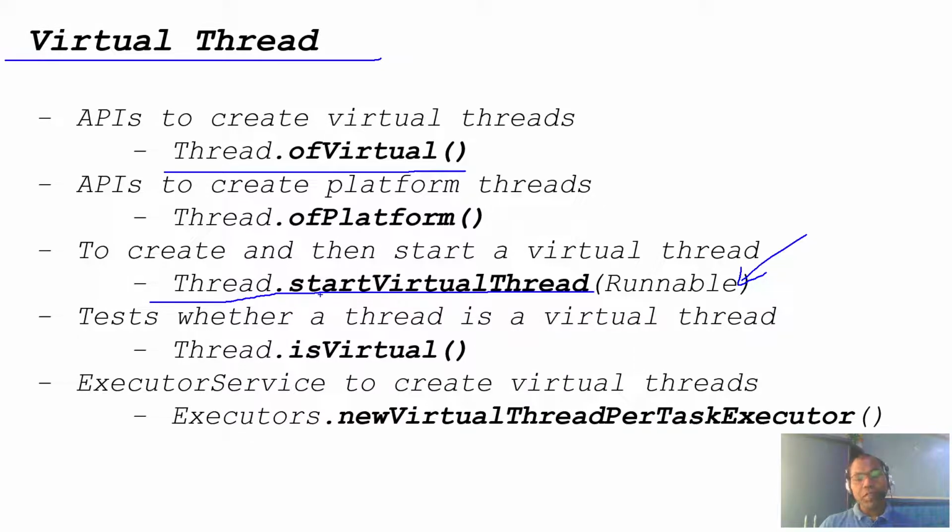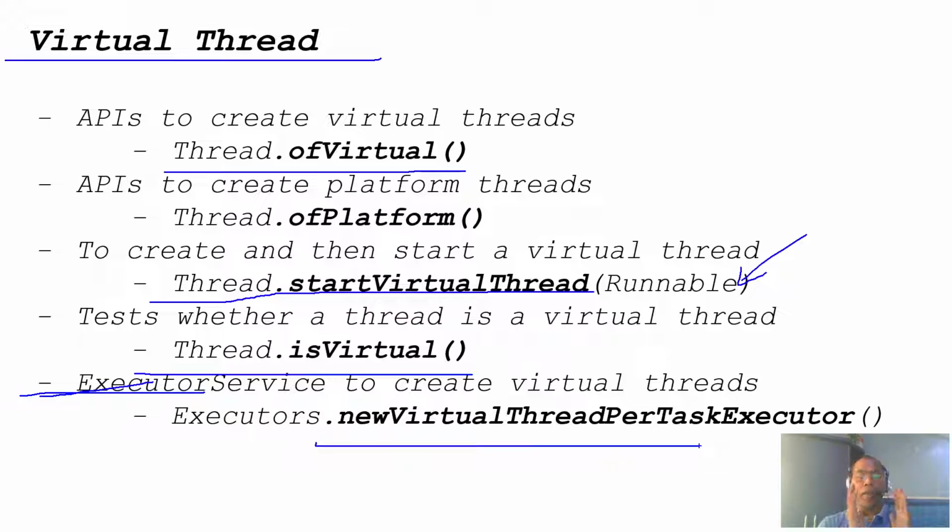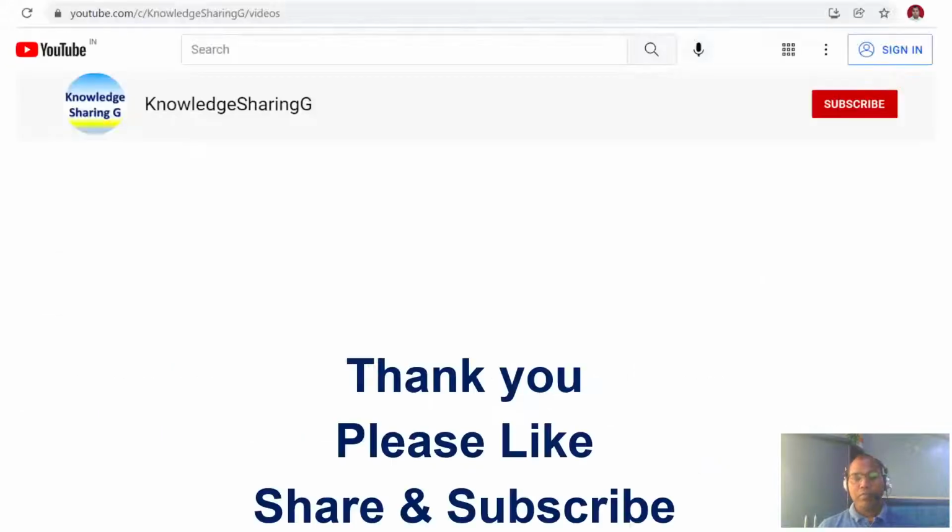The Thread class also added one more method, isVirtual. You can check whether a particular thread is a virtual thread or not. And if you are using the executor service, please use the new factory method, newVirtualThreadPerTaskExecutor. So these are the things for the virtual threads.